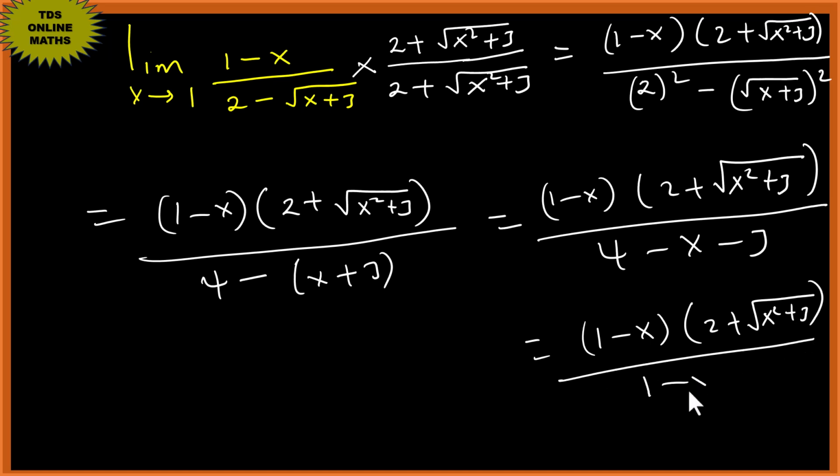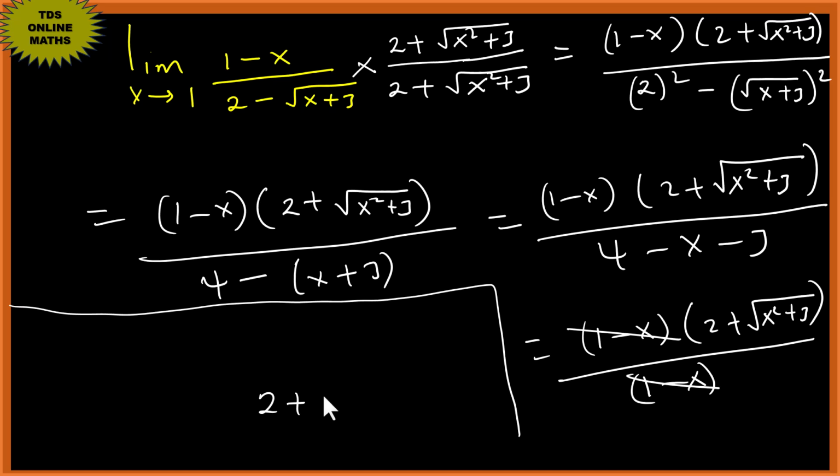So we can do the cancellation. This one will cancel. So I will have 2 plus the square root of x squared plus 3. So the limiting value is 1. So 1 squared is 1, plus 3 is 4. So we have the square root of 4 as 2. So the answer is 4.